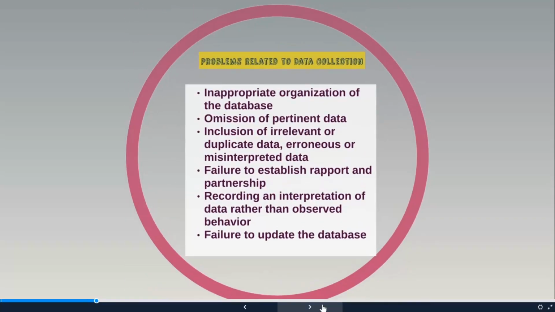Okay. So, problems related to data collection, I don't necessarily need to read you the problems. You can go through these yourselves. I don't even have you include these in any type of testing or anything like that. But I just want you to know that getting data that is not pertinent, getting data that's not related to what you need or is irrelevant, or not getting data because the patient doesn't trust you, so failure to build that rapport, can all be problems.